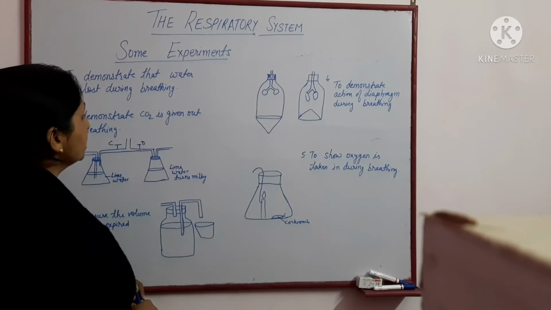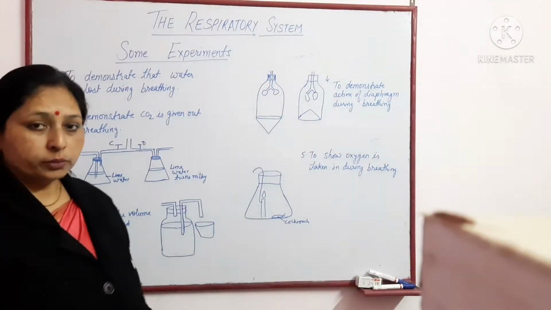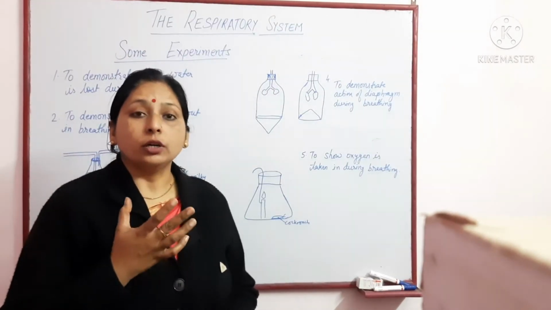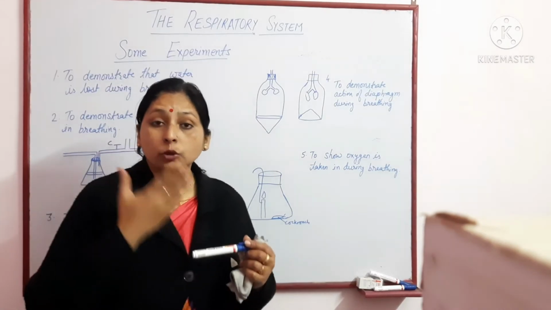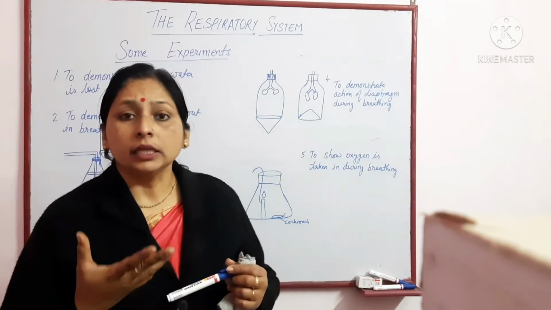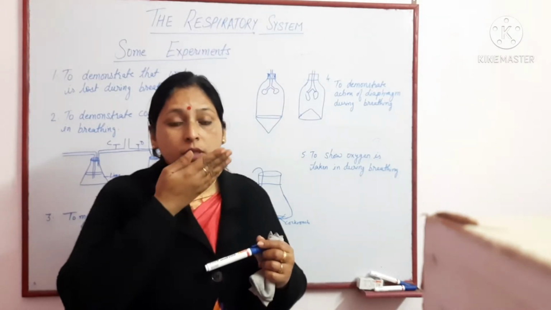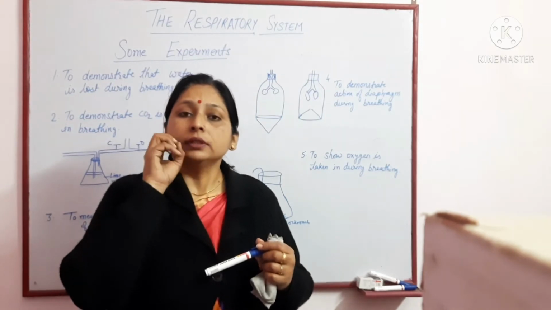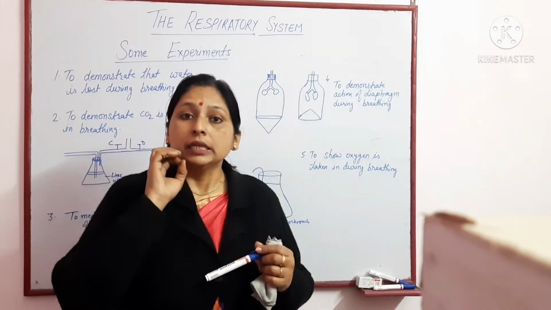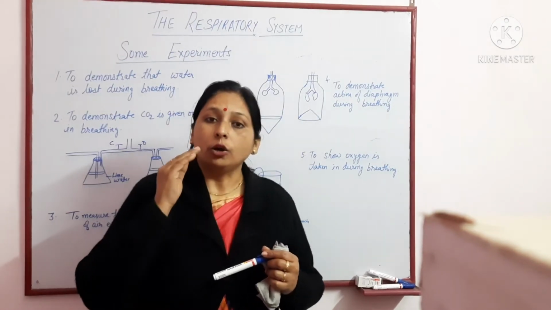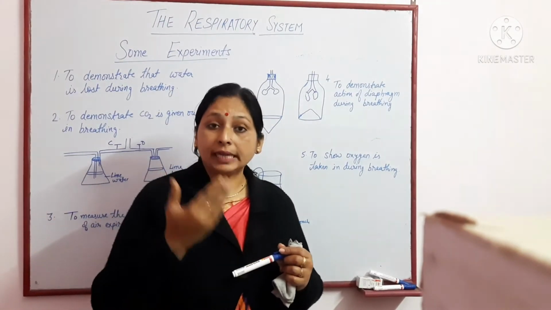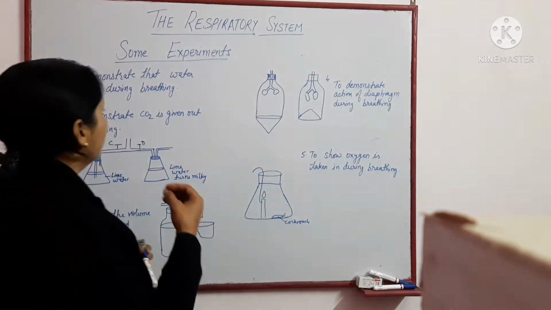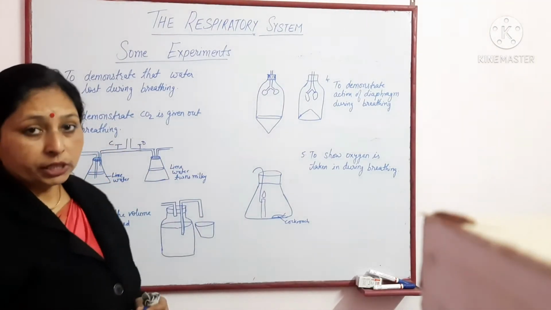First experiment is to demonstrate that water is lost during breathing. For this experiment, we can take a glass plate or a cold surface, metal surface or anything, and just breathe out near that plate. If water droplets can be seen on that glass surface or the slate surface, then it proves that water is lost during the breathing process.